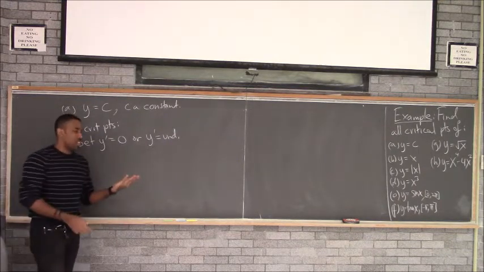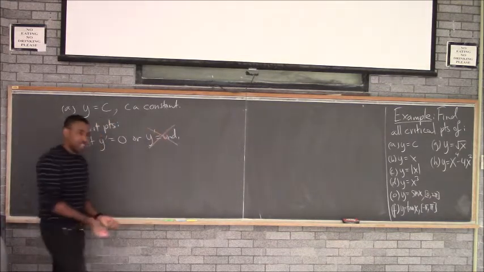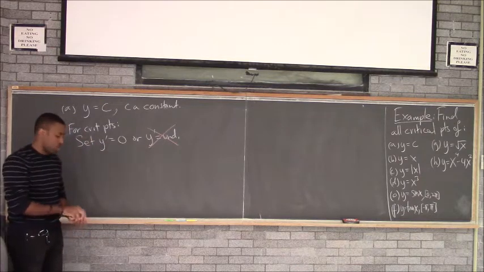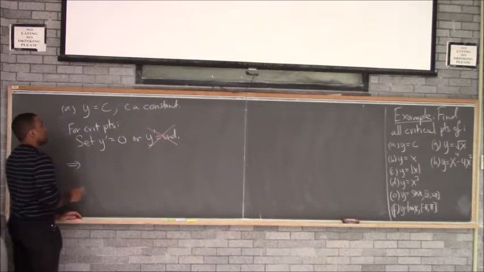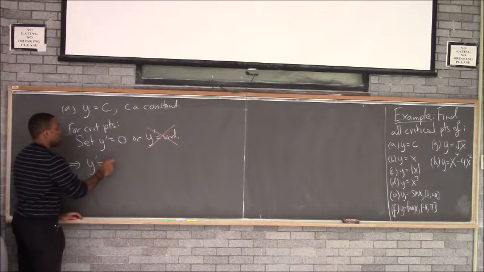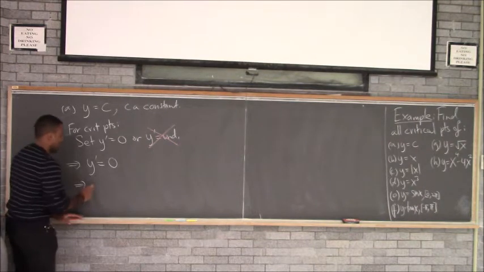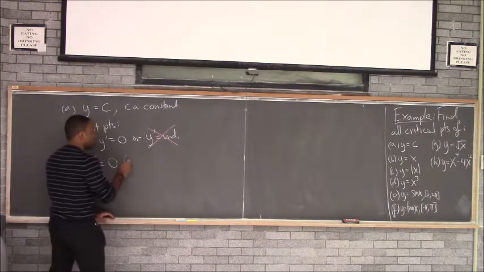Now, in this particular case, y prime is never going to be undefined because it's actually going to be 0 all the time, but you have to consider it. You don't know ahead of time. So here I get y prime is actually 0, which means it's never undefined, so that's the first thing you should realize, always defined.